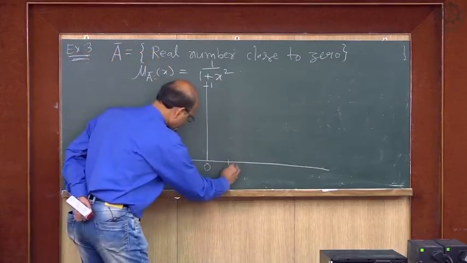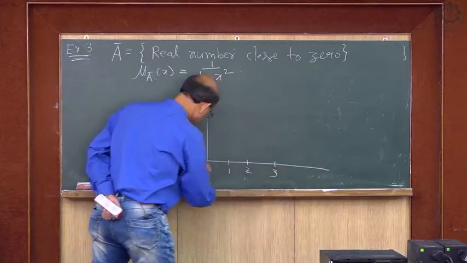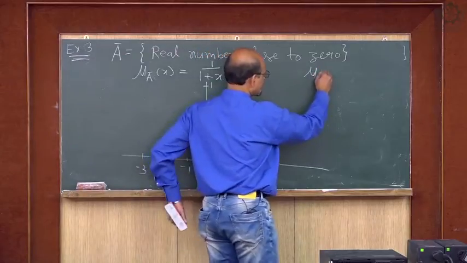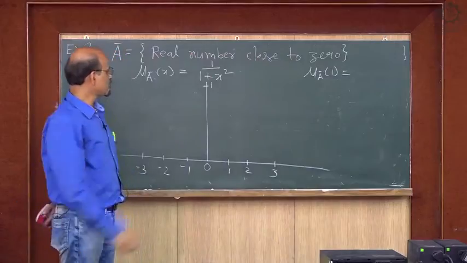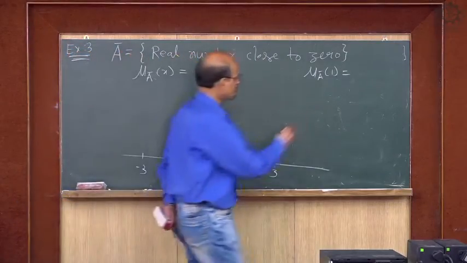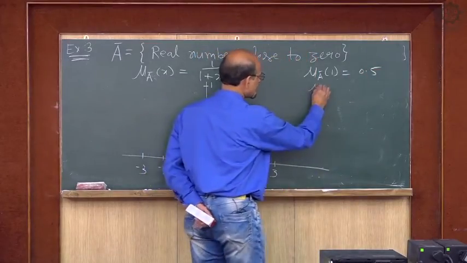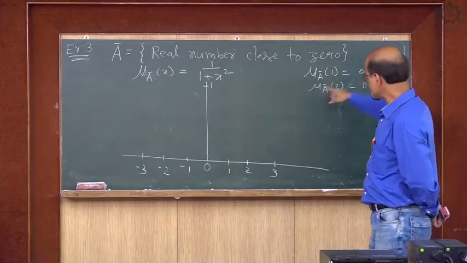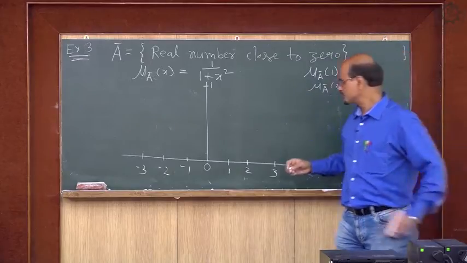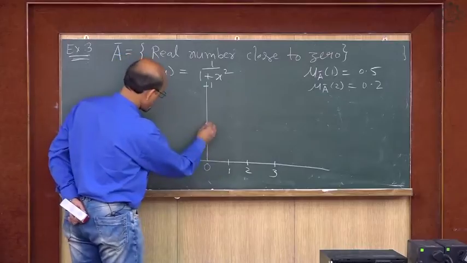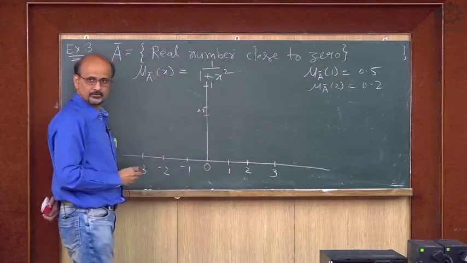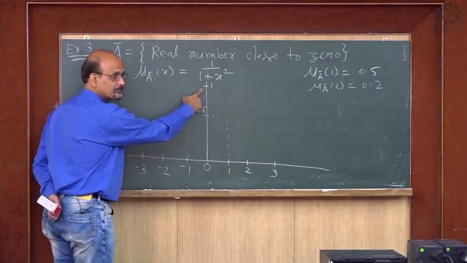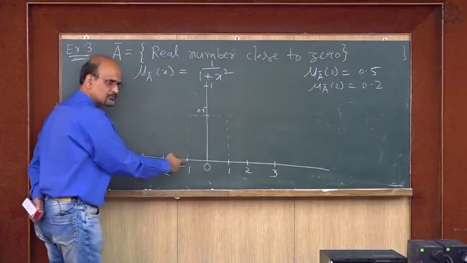Now, I plot this for different real numbers, suppose I take this side 1, 2, 3, this side -1, -2, -3. So, for 1, mu a bar 1 will be what? Mu a bar 1 will be 0.5. Similarly, mu a bar 2 will be what? 0.2. So, in this way you can find all those membership functions by this formula. So, for 1 I have 0.5, but at 0 it is 1, at 2 it is 0.25, same for -2, same for -1, because the square is there.